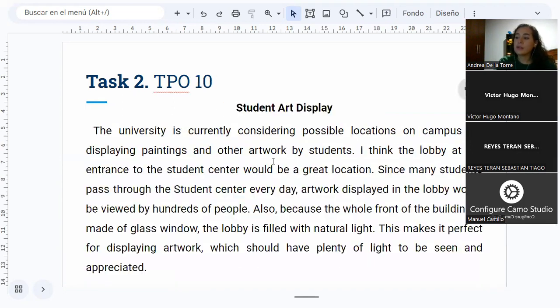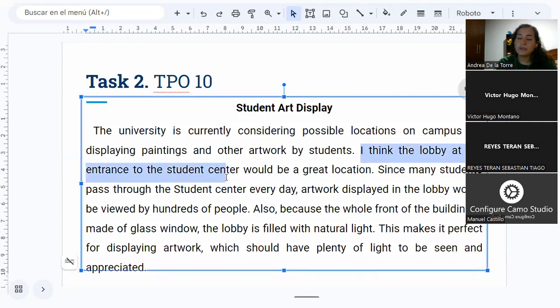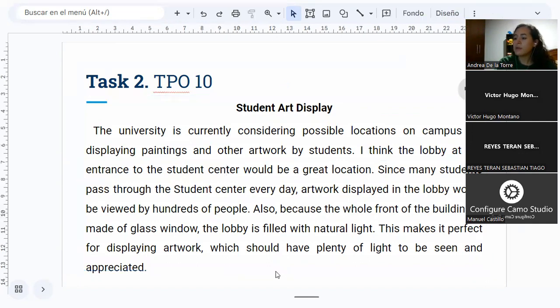Different. Take a look at this one here that says, I think the lobby at the entrance. So this is a proposal as well. Remember, you will have 45 seconds to read the text. So you may begin reading.